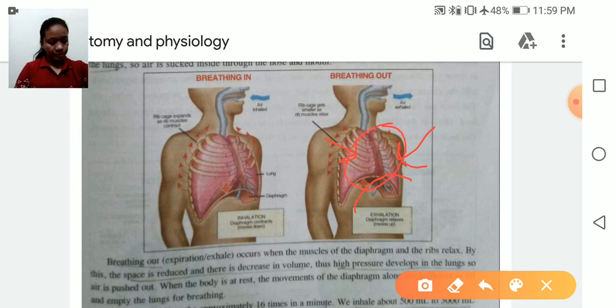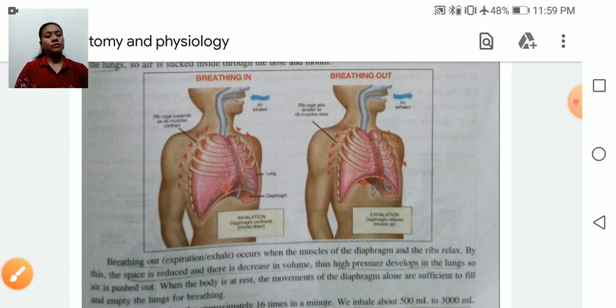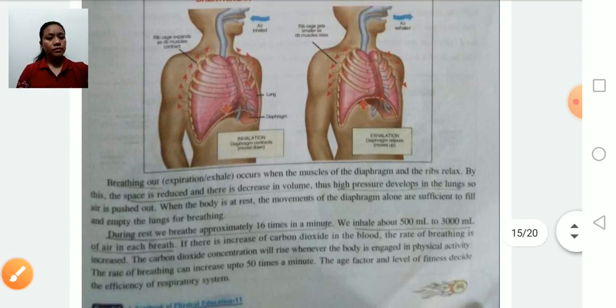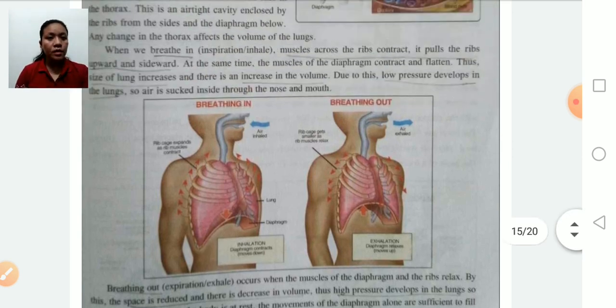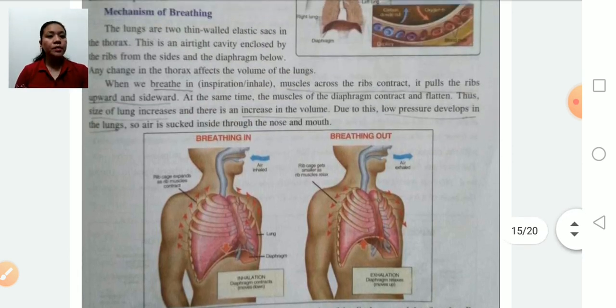When the pressure develops in the lungs, the air goes outside. This is the process, this is the mechanism of breathing. Inhale and exhale. During breathing, the muscle across the rib contracts.